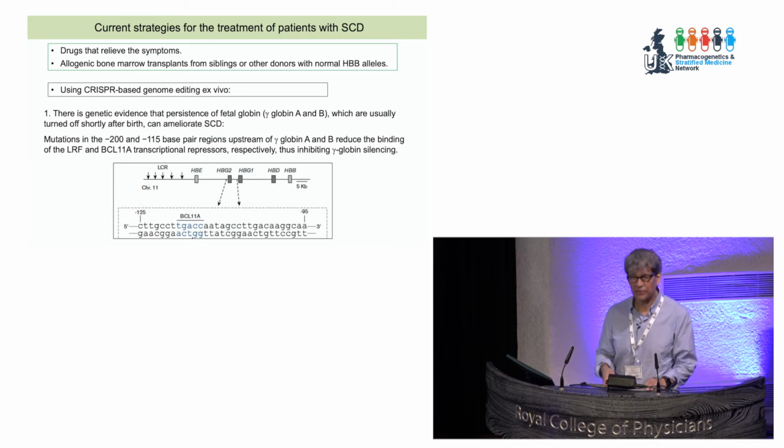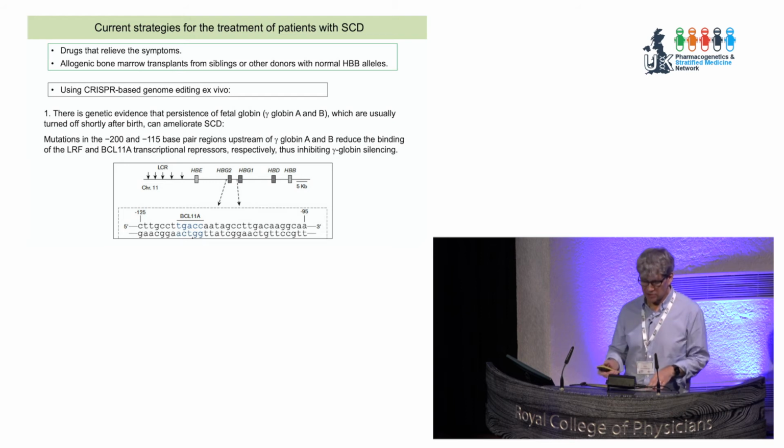So, of course, people are thinking of ways of dealing with sickle cell disease. There are a number of approaches that are entering trials. Of course, you can use bone marrow transplants from siblings, and that provides a long-term treatment, but bone marrow transplants are clearly not available for many, many people. So there's a suggestion that you could use CRISPR-based genome editing ex vivo.